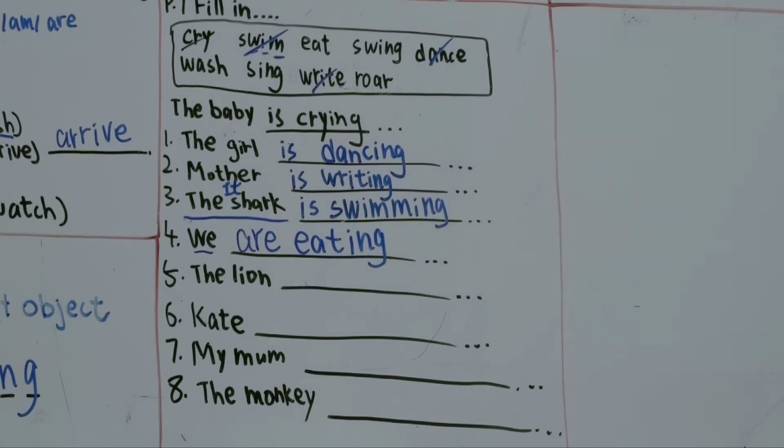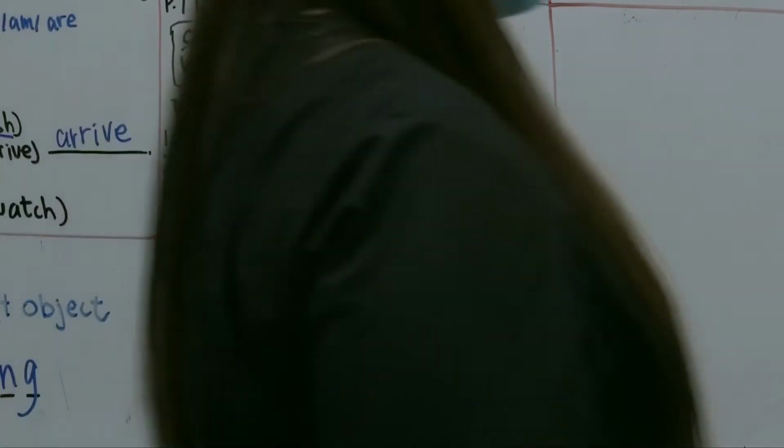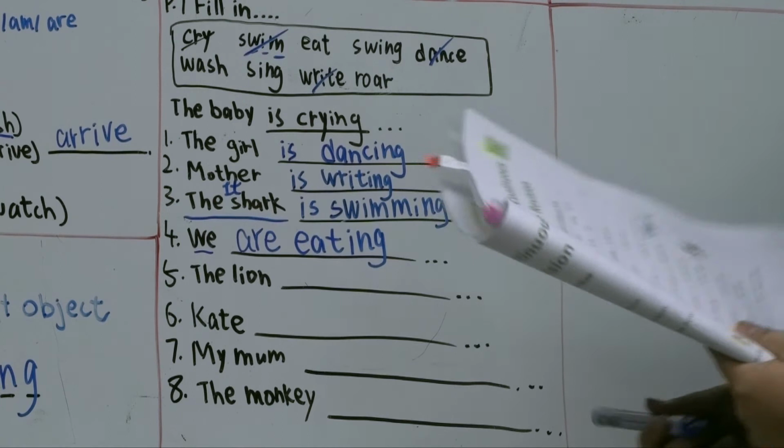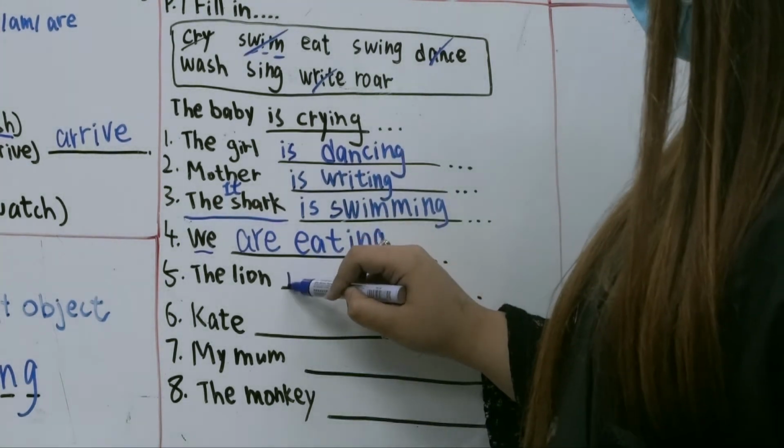All right. Can we do it now? Let's check. It says that number 5, the lion space in the cage. What can a lion do? Wash, sing, eat, swing, or roar? Roar. Okay. The sound that a lion makes. Roar.